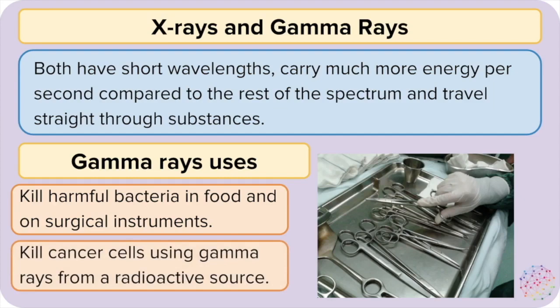Gamma rays have also been used in therapies to try and kill cancer cells. Doctors and medical physicists use gamma ray therapy to destroy cancerous tumours. A narrow beam of gamma rays from a radioactive source is directed at the tumour, and the beam is aimed at it from different directions to kill the tumour, but not the surrounding tissue.